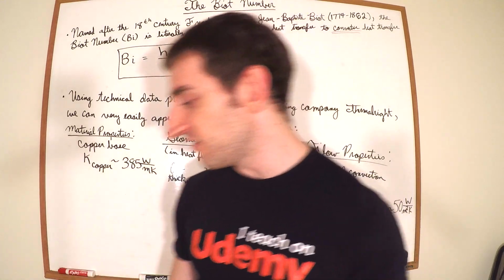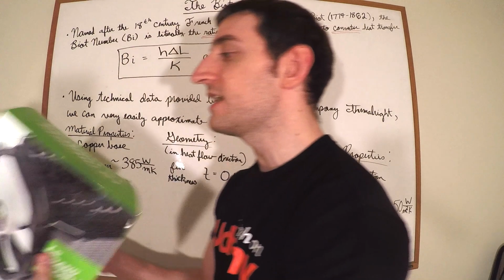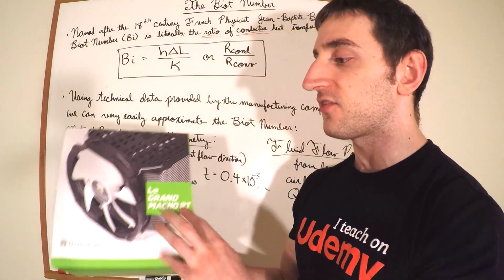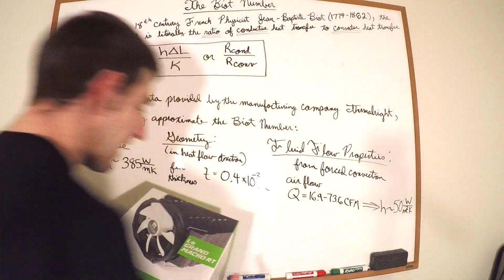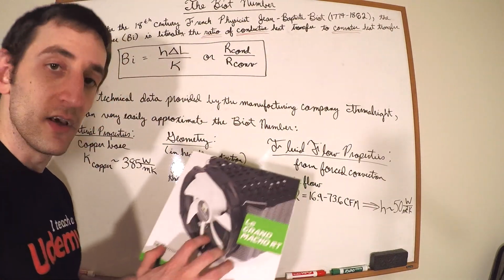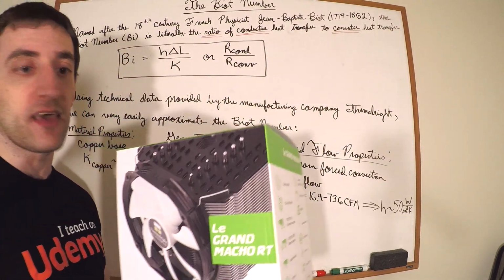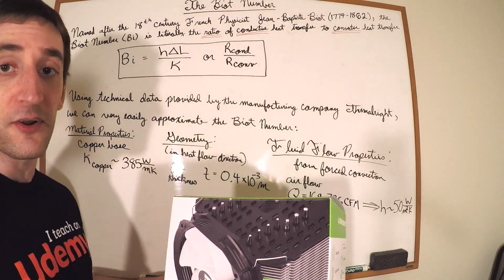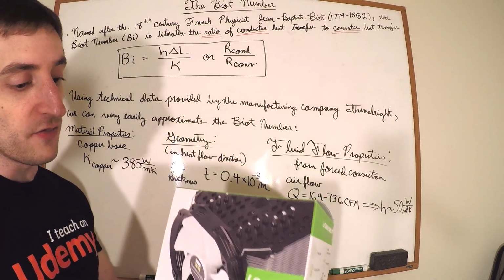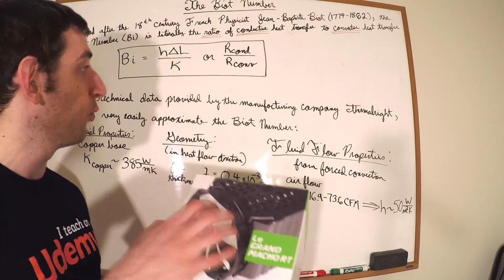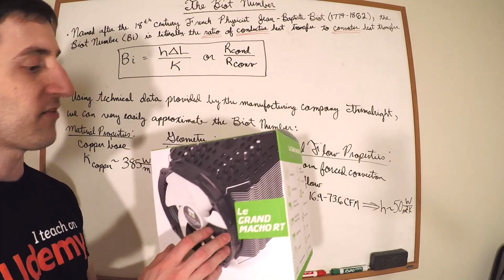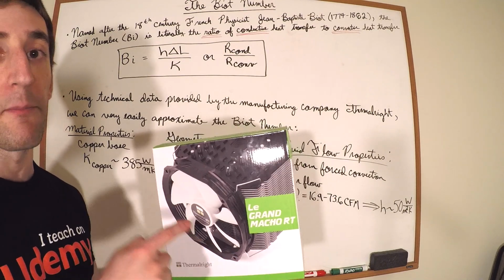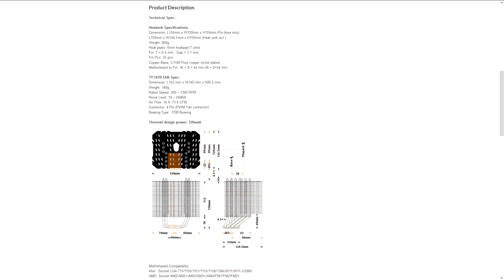Now, as I mentioned again, the heatsink we're using is the Lagrange-Macho RT by the company known as Thermalright. Fortunately, with a lot of engineering products, you can get a lot of technical specs, data, and different parameters associated with the product on their company website, which is what we can do for this. If we go to the Thermalright website, we can pull up a product sheet that gives us information regarding the geometry.